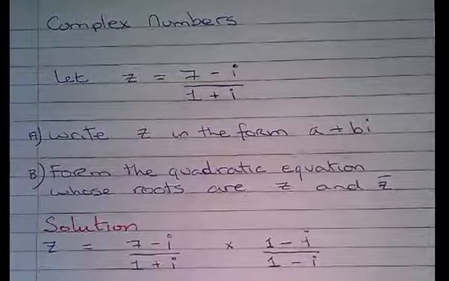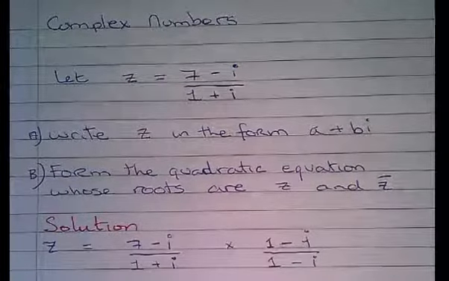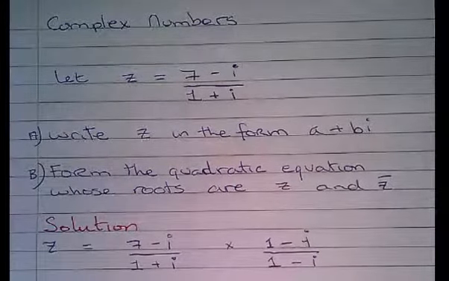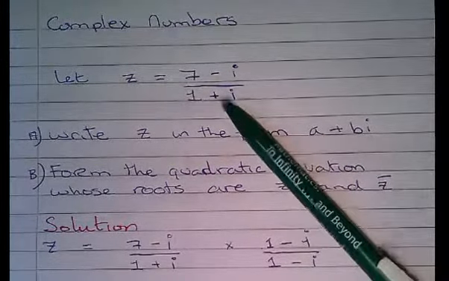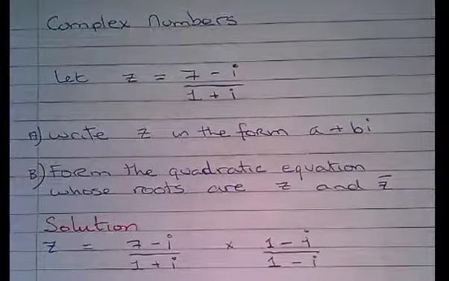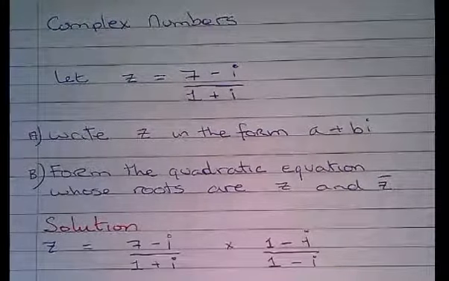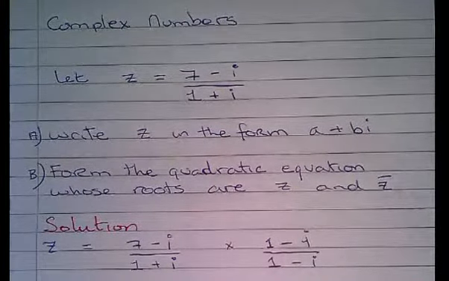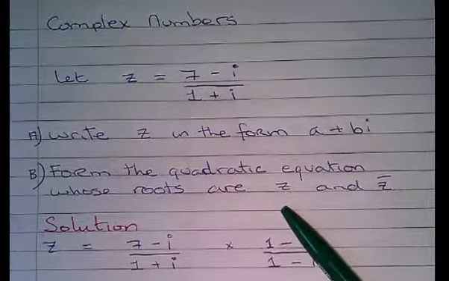Okay, in this presentation we're going to look at a very straightforward question just to start us up. So we have a complex number here, z. I'll just say z because I'm in Ireland. z equals (7 minus i) over (1 plus i), okay? Write z in the form a plus bi, which is straightforward rectangular form. Form the quadratic equation whose roots are z and the conjugate of z, z bar, okay?